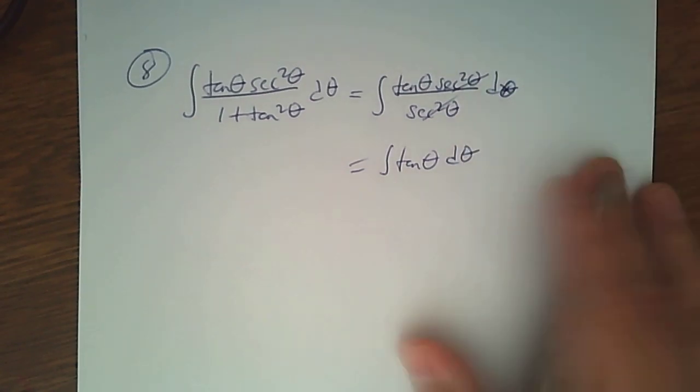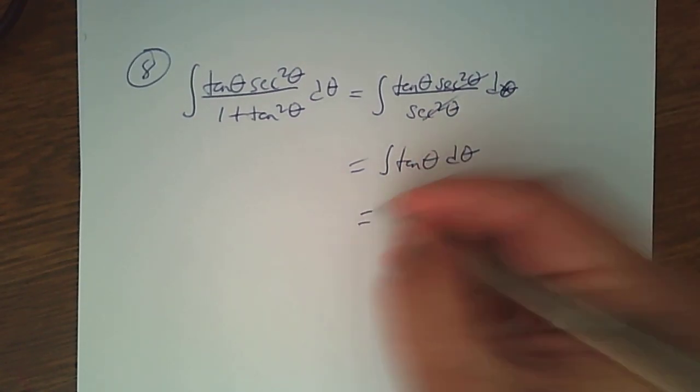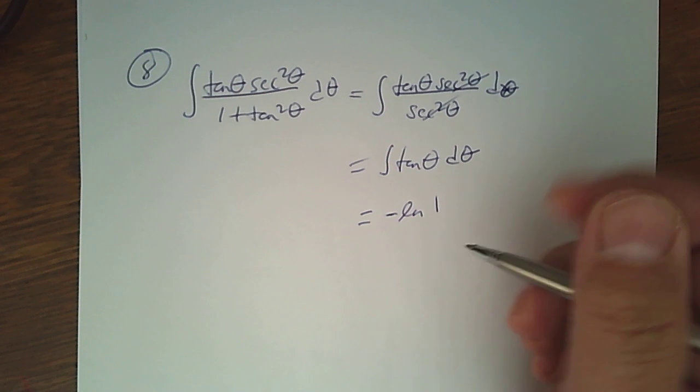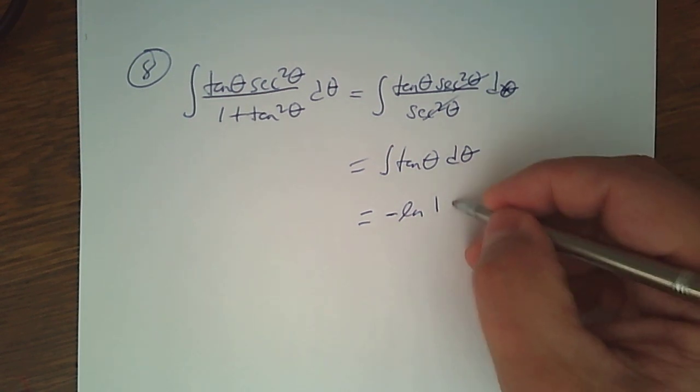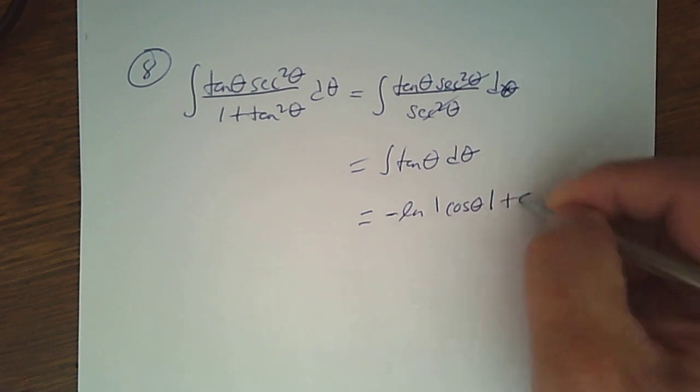Now, tangent theta has its own rule, and it's negative ln of what? Think, think, think, and it's negative ln cosine theta. So that's one of our rules we need to know.